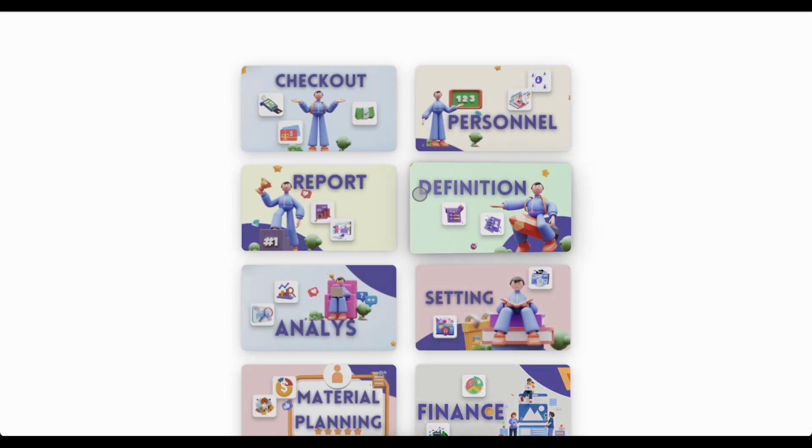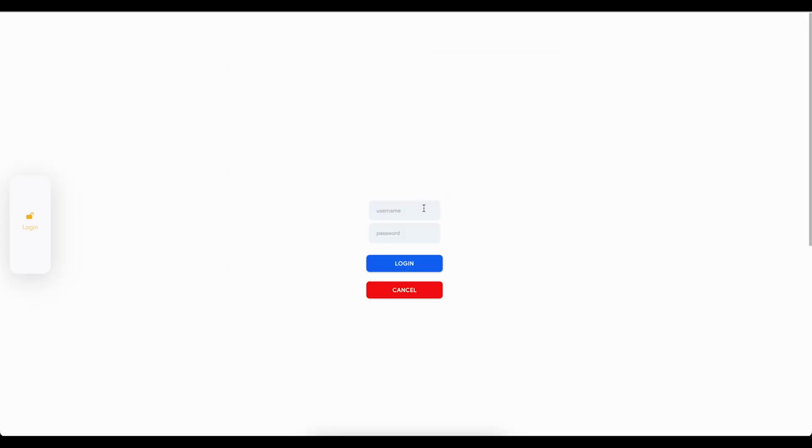You should go to the Definition panel to add, modify, and delete products. Enter username and password. Click on the product screen on the left side of the screen.